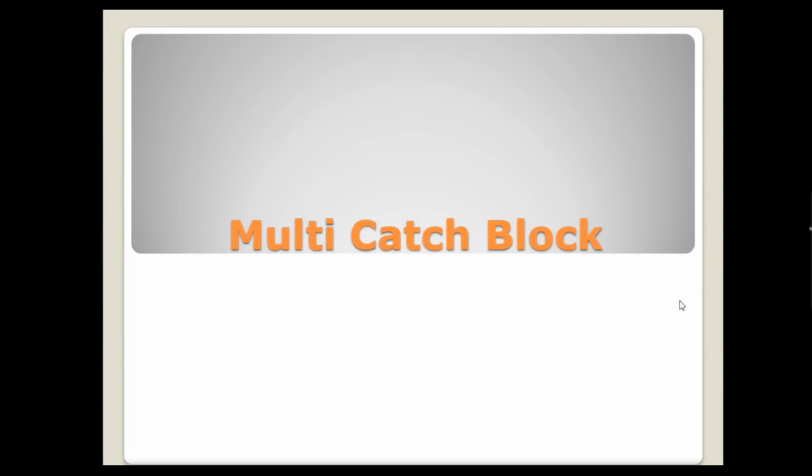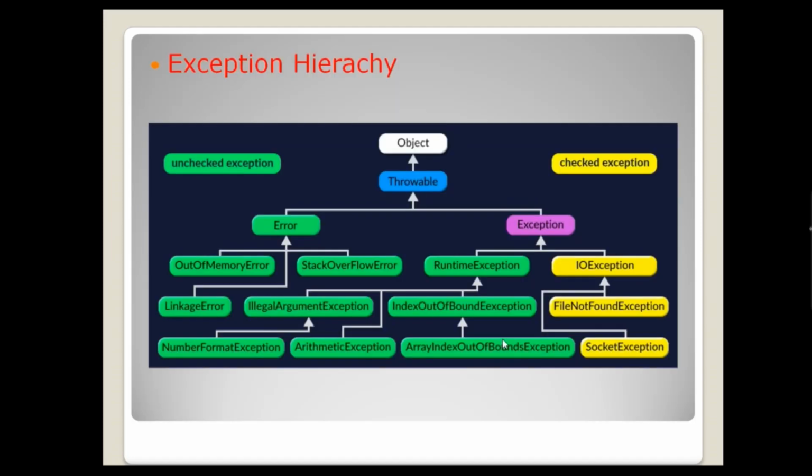First we will discuss when we need a multi-catch block in our code. When your code throws multiple types of exceptions, then you need to catch multiple types of exceptions. So let me show you. First of all, we will discuss the exception hierarchy. I already discussed this hierarchy in my previous video, so you can check out my exception hierarchy video.